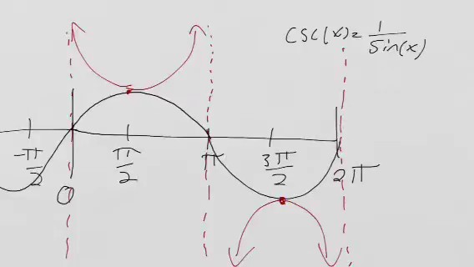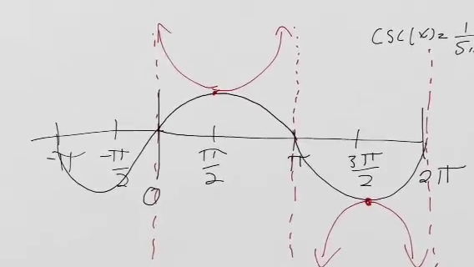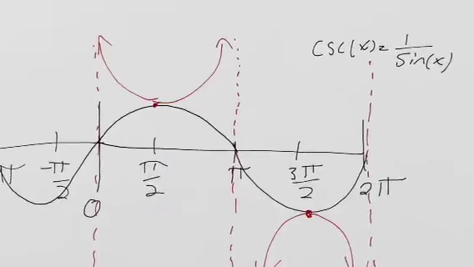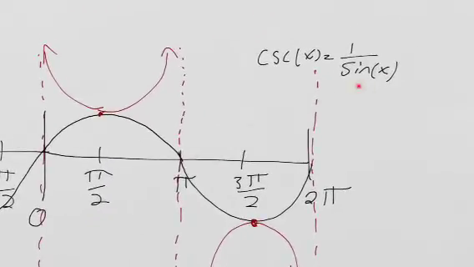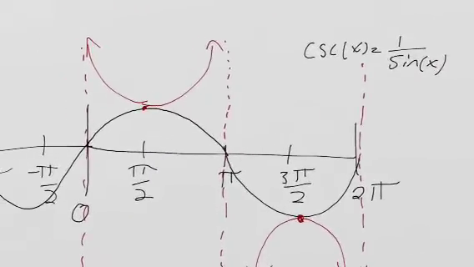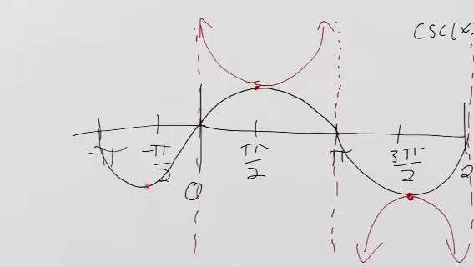So we have a vertical asymptote wherever sine crosses the x-axis, and wherever sine is equal to 1, cosecant is also going to be equal to 1, because we have 1 divided by 1. Sine is equal to 1 here, so is cosecant. Sine is equal to 1 here, so is cosecant.